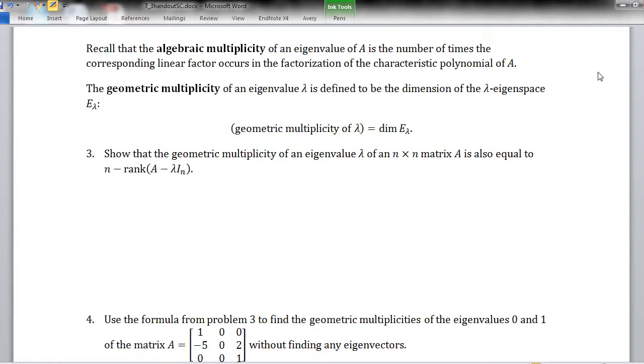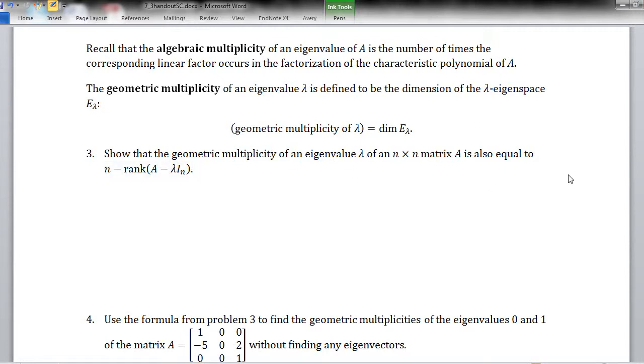Okay. So to find the eigenvalues, you factor this characteristic polynomial, and if a certain factor occurs more than once, then that adds to the algebraic multiplicity of that eigenvalue. Okay, the geometric multiplicity of an eigenvalue is just the dimension of the lambda eigenspace. And so it's the number of independent eigenvectors you have for that eigenvalue. Okay, so let's show real quick that we have this nice formula for the geometric multiplicity.